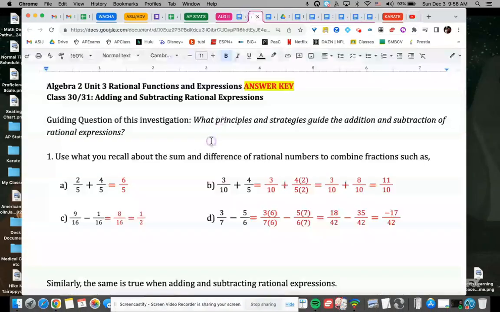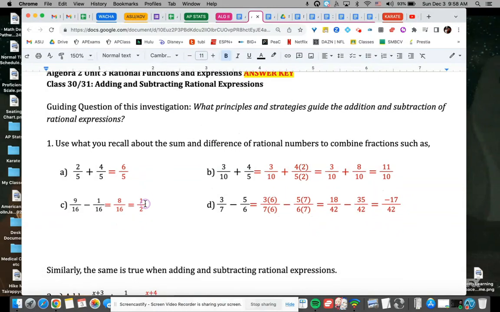This is the rational functions and expressions lesson, where you're just adding and subtracting rationals. There's a different lesson on multiplying and dividing, and another that comes with graphing. But this is adding and subtracting. So when you look at this, this is the answer key. I'm just going to go through the main points.